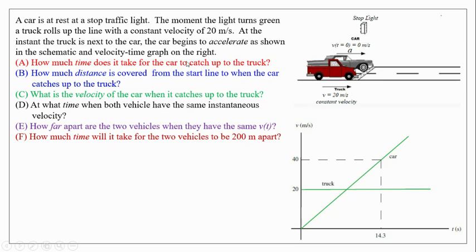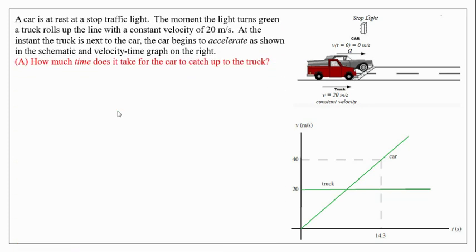Okay, so let's do it. Part A asks us to find how much time it takes for the car to catch up to the truck. Part B asks us to find the distance covered when the two catch up. And then part C asks us to find the velocity when the car catches up with the truck. And then part D asks us at what time will they have the same instantaneous velocity, aka instantaneous speed. And then E asks us how far apart the two vehicles are when they have the same speed or same velocity. And then F is how much time it will take for the two vehicles to eventually be 200 meters apart. All right, so let's knock out part A.